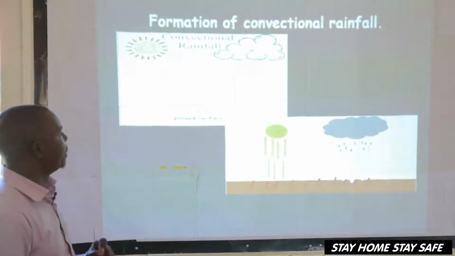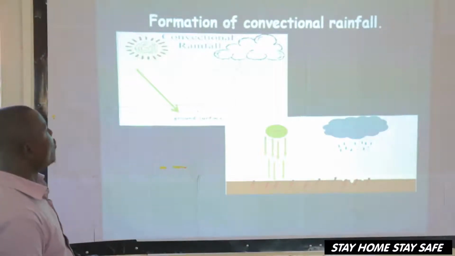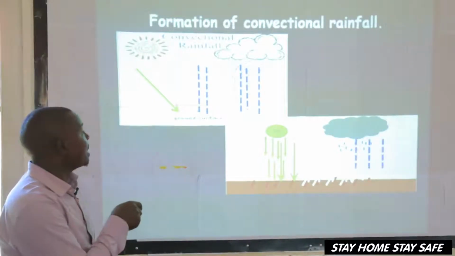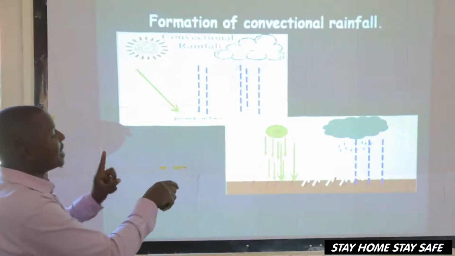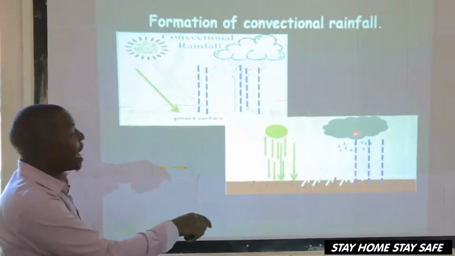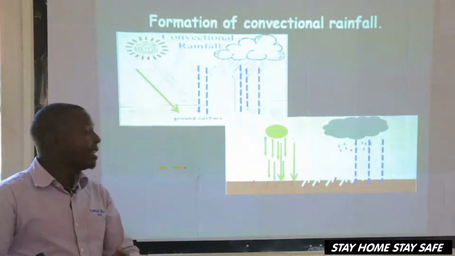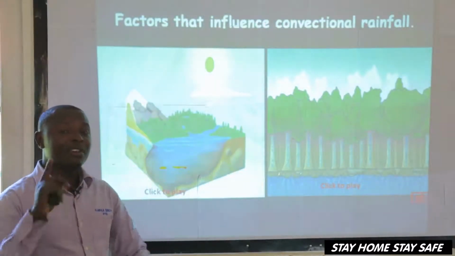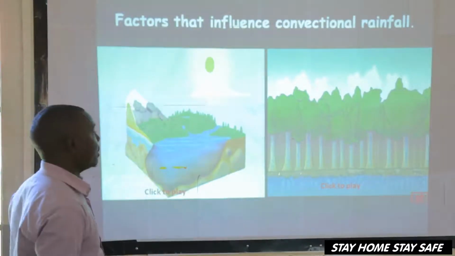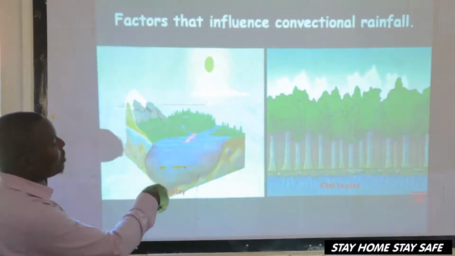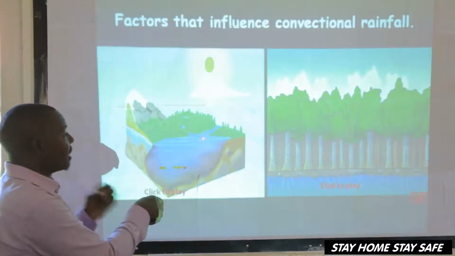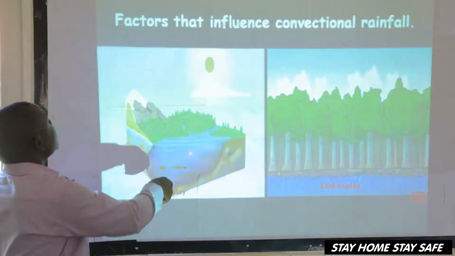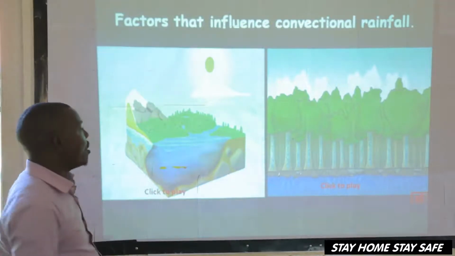Let's look at how convectional rainfall is formed. Now, when the sun rises, it hits the water bodies, and the vapor rises. When the vapor rises, it reaches the atmosphere, and then it condenses. When it condenses, it forms water droplets, which we are calling rain. And when it is raining, when water droplets are dropping, we call it precipitation. The water body influences convectional rainfall. The sun hits the water body, and after it is heated, evaporation takes place, and then the vapor condenses to form water droplets.